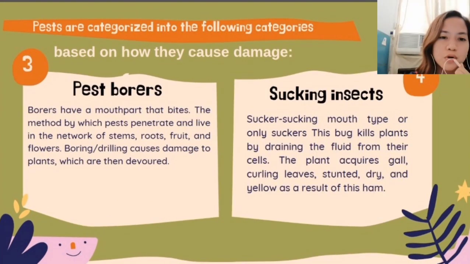Thank you. Pest borers. Borers have a mouthpart that bites. The method by which pests penetrate and live in a network of stems, roots, fruit, and flowers. Boring and drilling cause damage to plants, which are then devoured. Sucking insects, or suckers, have a sucking mouth type. These bugs kill plants by draining the fluid from their cells. The plant acquires gall, curling leaves, and becomes stunted, dry, and yellow as a result of this harm.